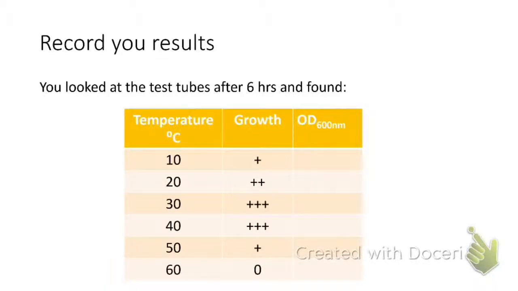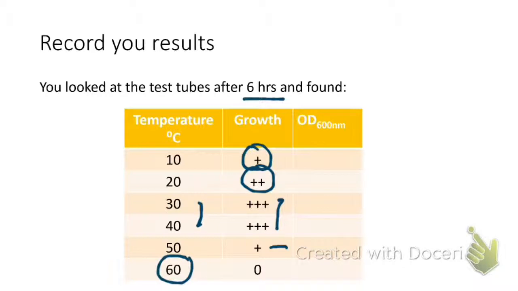Okay, so you did your experiment, you incubated your test tubes for 6 hours and recorded your results. So you look at the tubes and you see a little bit of growth at 10 degrees Celsius, a little bit more when the culture was at 20 degrees. Between 30 and 40, you don't really see much difference. At 50, you see much less growth, and no difference between your uninoculated control and the culture that was kept at 60 degrees.